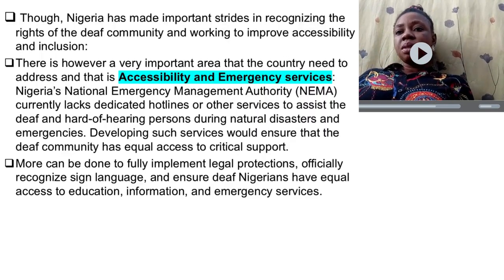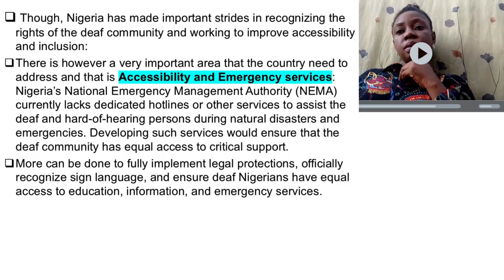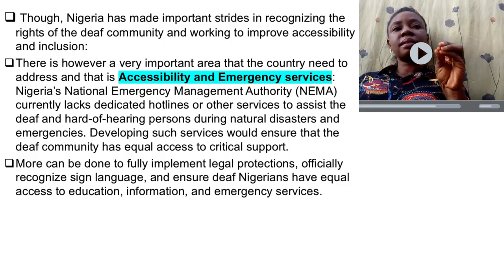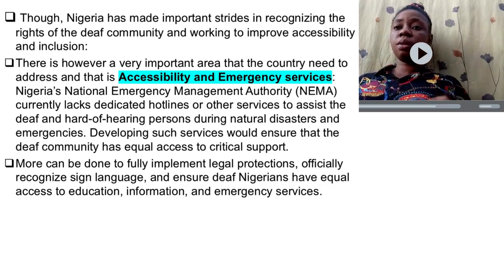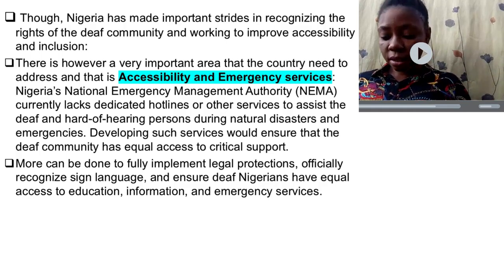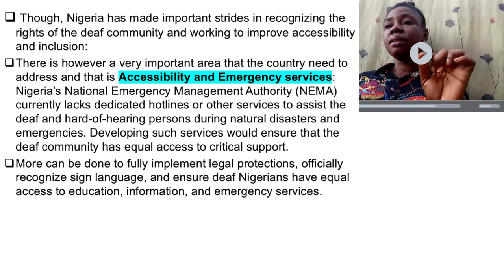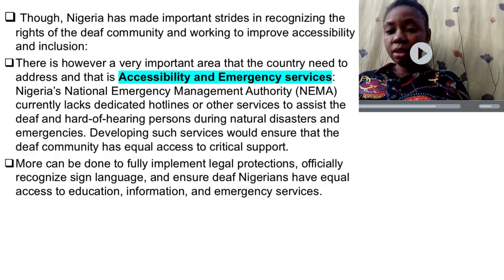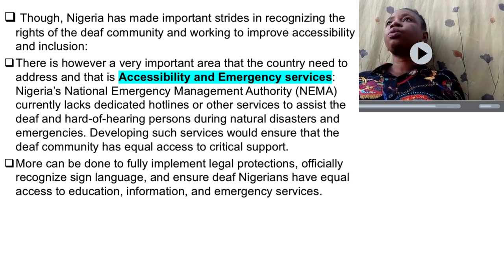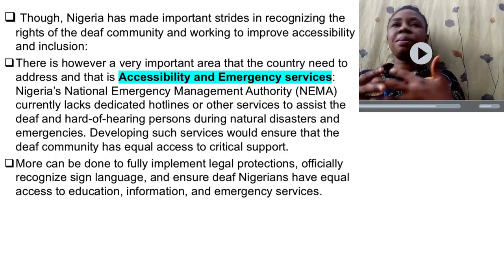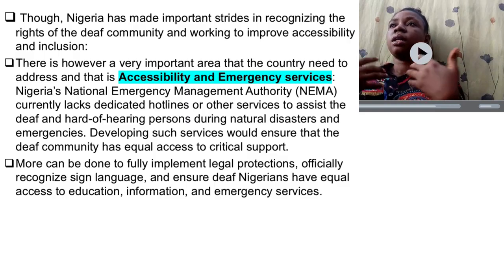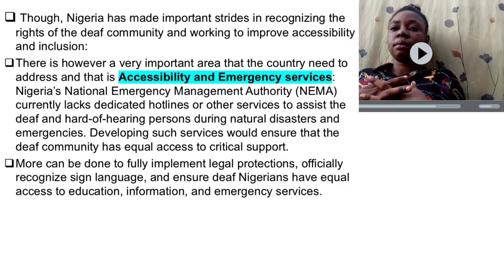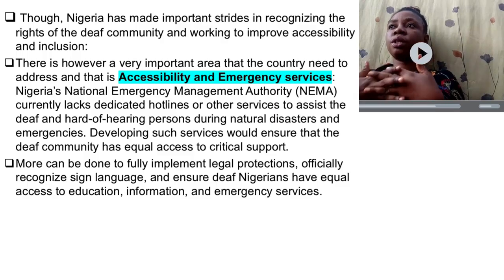Yeah, granted, Nigeria has made a lot of efforts to ensure inclusivity, but there is an aspect that is lacking that needs to be given proper attention, and this is the area of accessibility and emergency service. So we encourage the National Emergency Management Agency, NEMA, to come up with a plan, a kind of service, probably a hotline that deaf persons can reach out to in times of emergency.